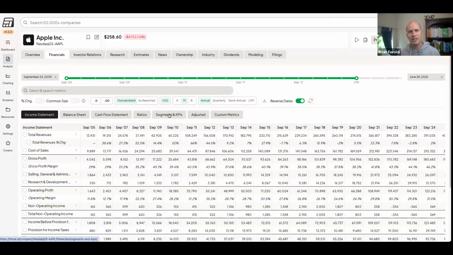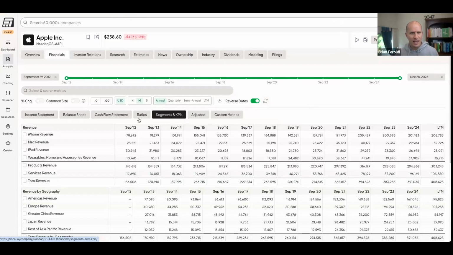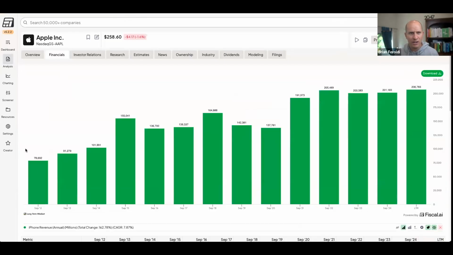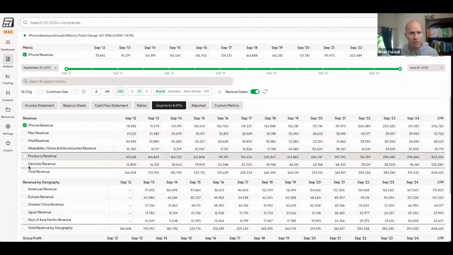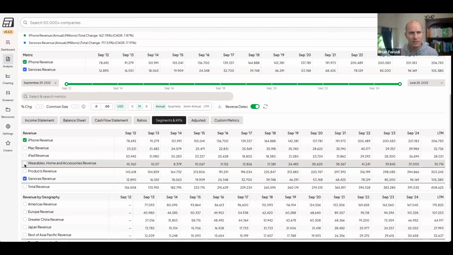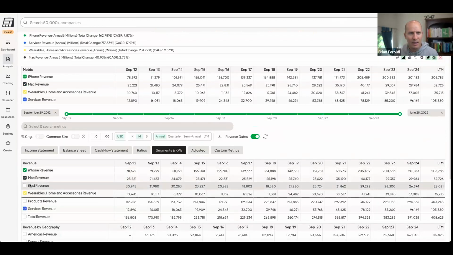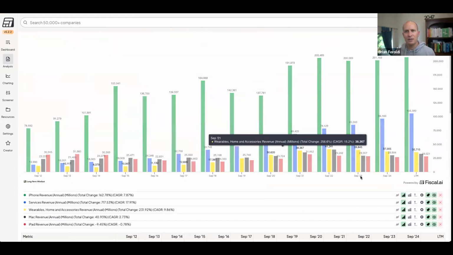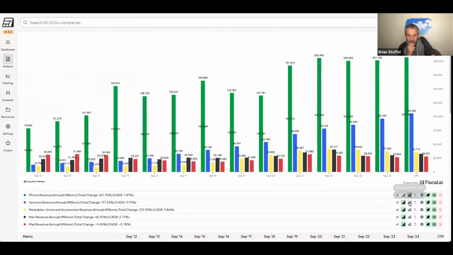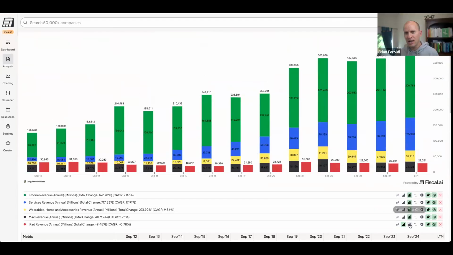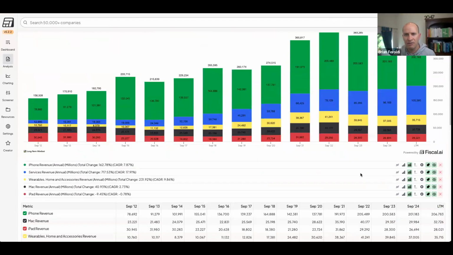So we'll go to segments and KPIs. And we can actually pull up, let's do these. So iPhone revenue. Let's pull up services. Let's pull up, what's next biggest? Wearables, Mac, and iPad. And if you do that, you can kind of see them all broken out. Can you stack them? But if you stack them, if you push this button right here, it puts them into one kind of continuous view.